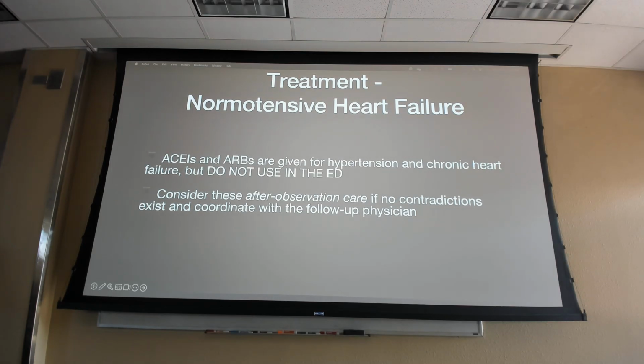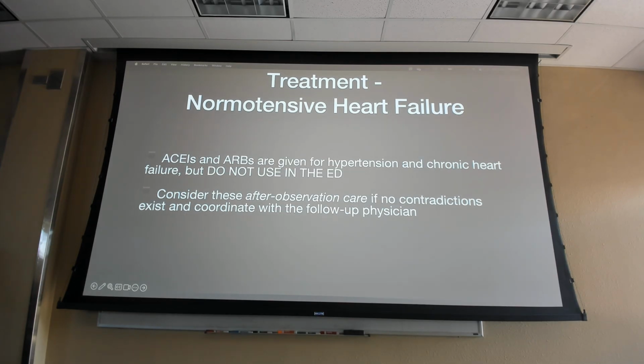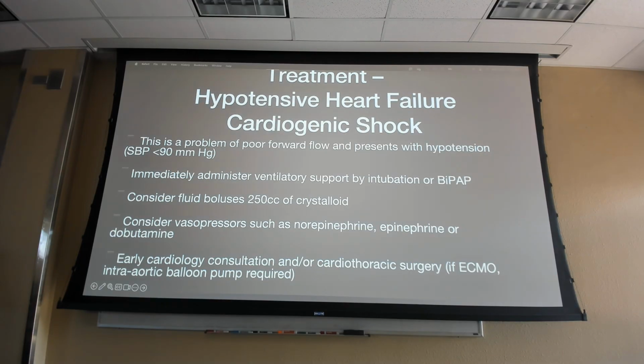We don't use ACEs and ARBs acutely for heart failure. In the ER, we use them for chronic management, but not acutely. That's not going to help lower the pressure or anything. All right, that's normotensive. Same with beta blockers. We're not doing ACEs, ARBs, or beta blockers if they're normotensive.